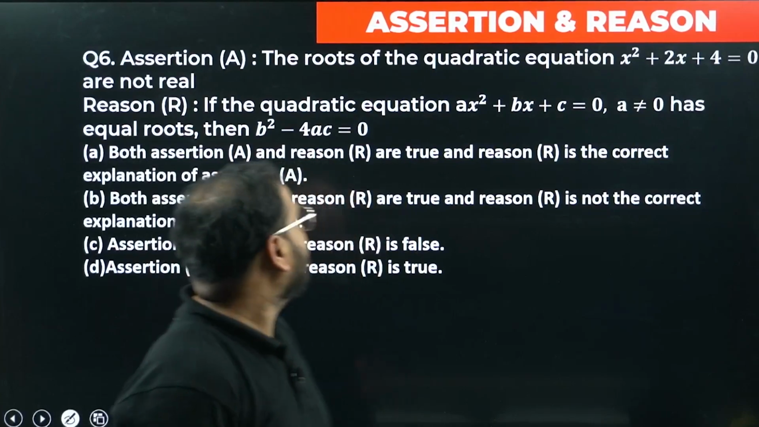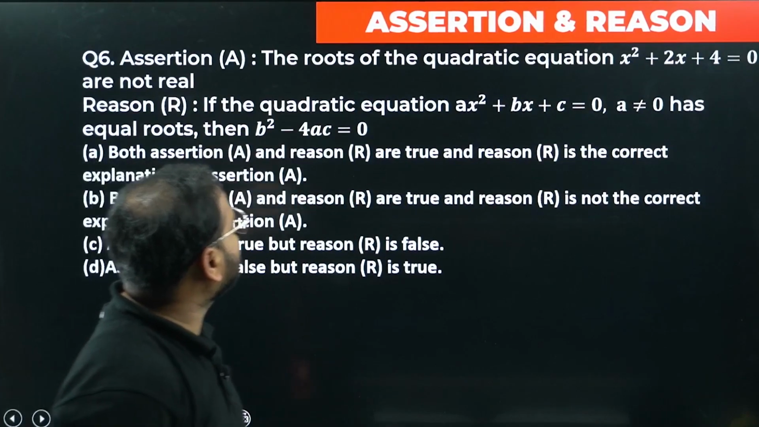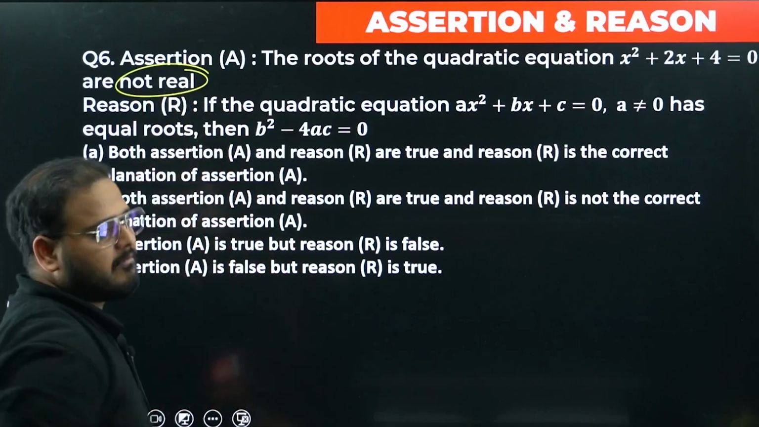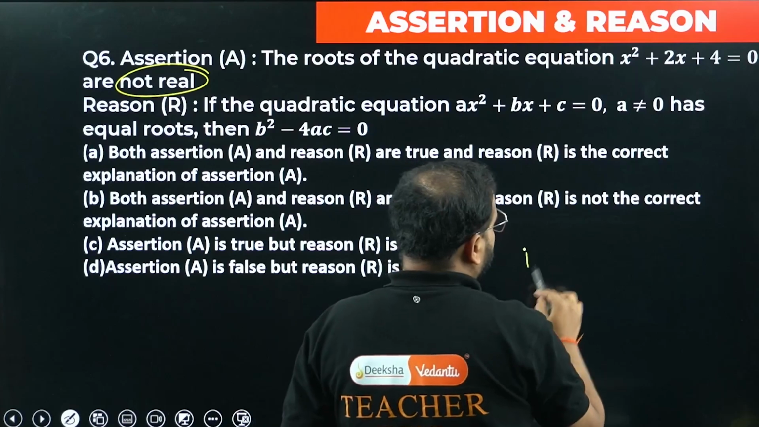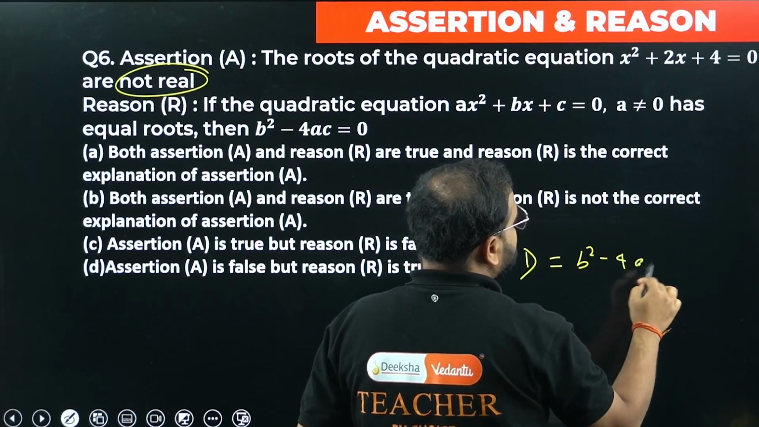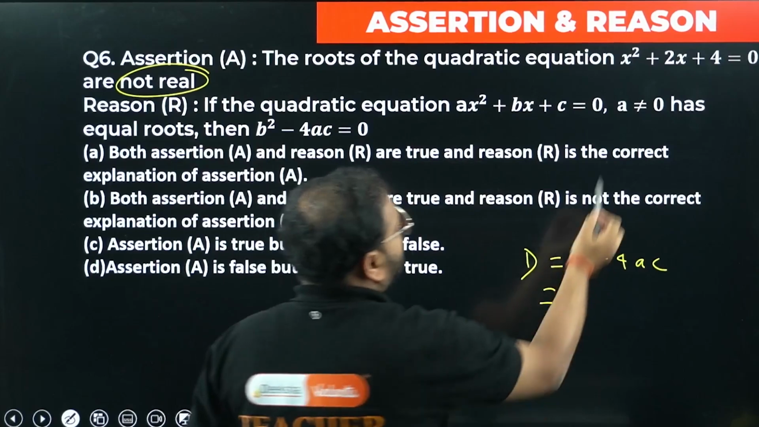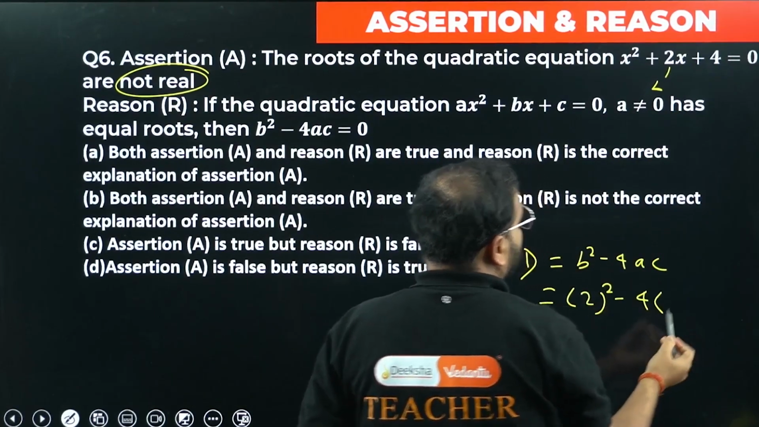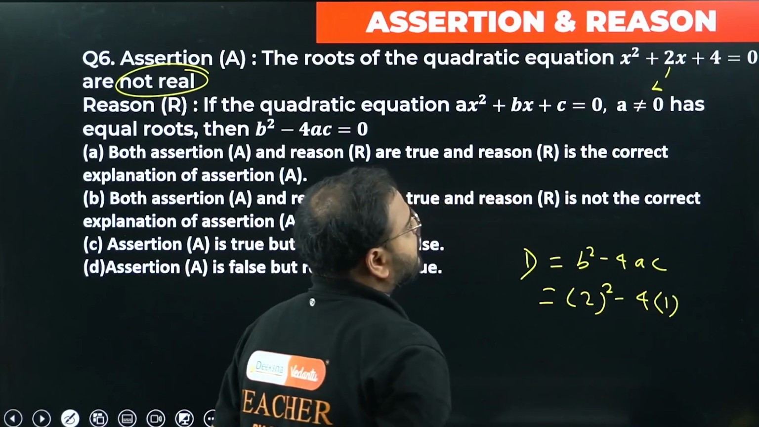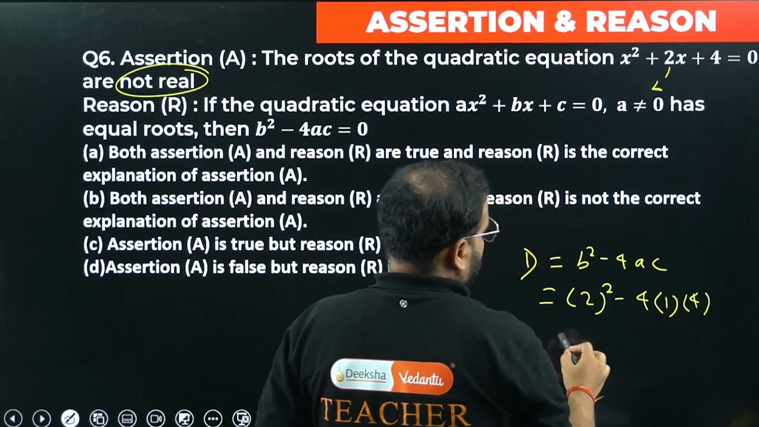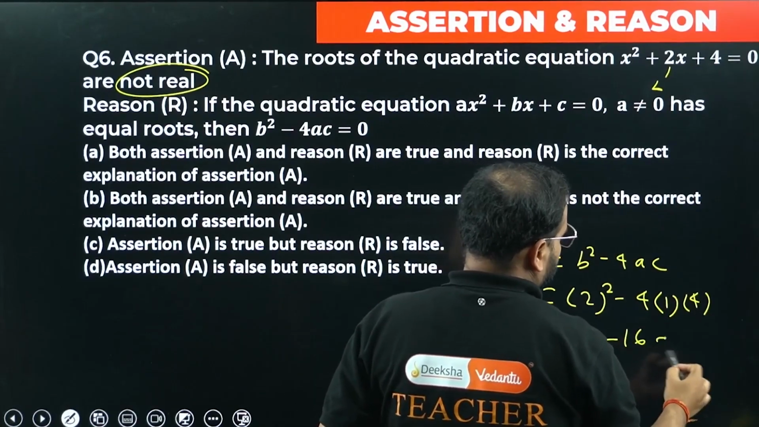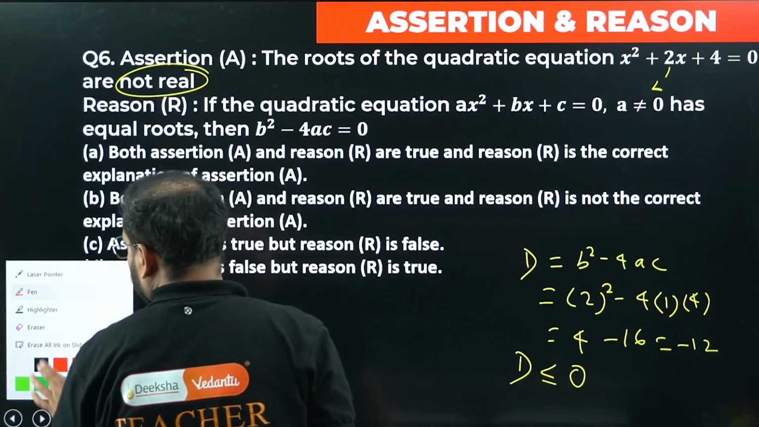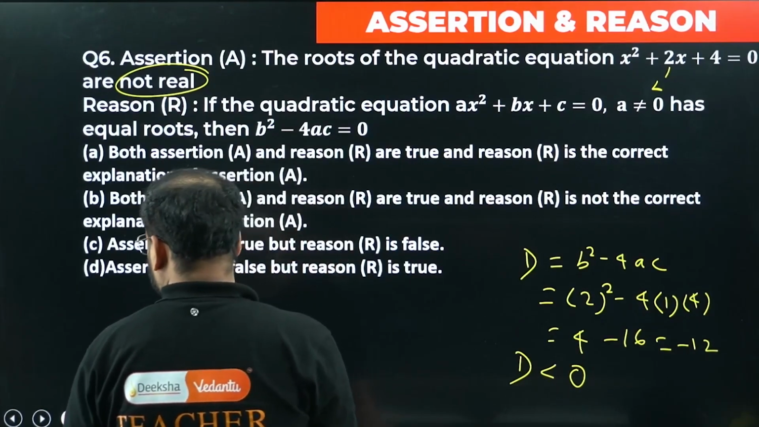Okay. Question number 5, assertion reason. Assertion says that the roots of the quadratic equation x square plus 2x plus 4 are not real. How do we check the roots? We have to find the value of discriminant, b square minus 4ac. b is 2, so 2 square minus 4 times a times c. a is 1 and c is 4. So 4 minus 16, which is minus 12. D is less than 0.